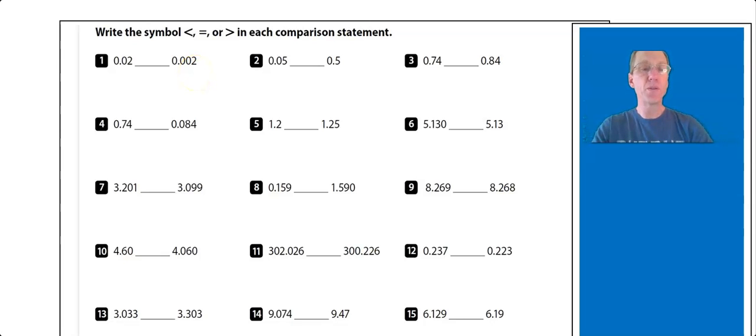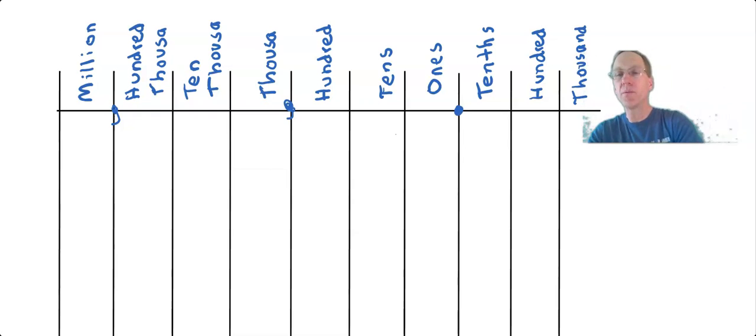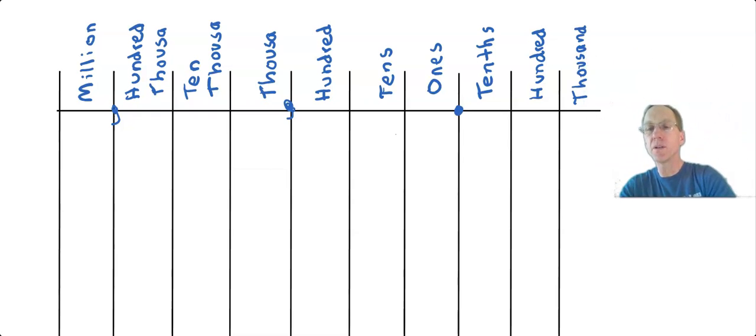Just real quick, let's look at a place value chart, and I suggest that you make one too, like we did before. Okay, so here is a place value chart. Here's what you want to be thinking of when you are comparing things.